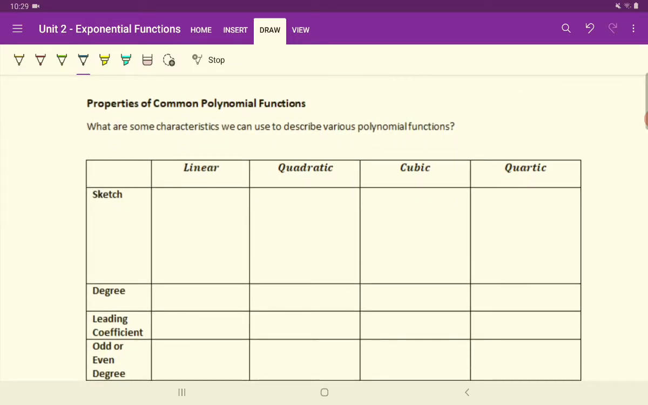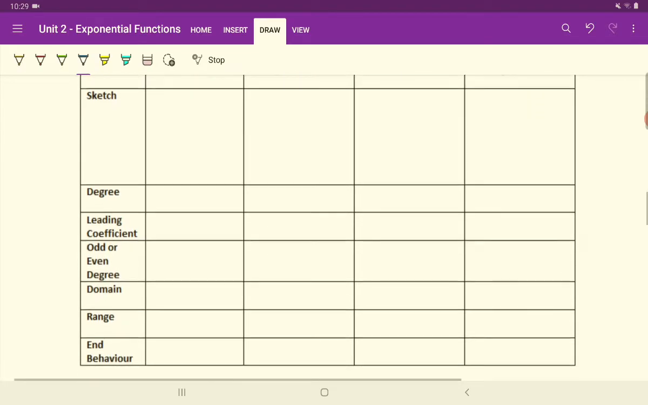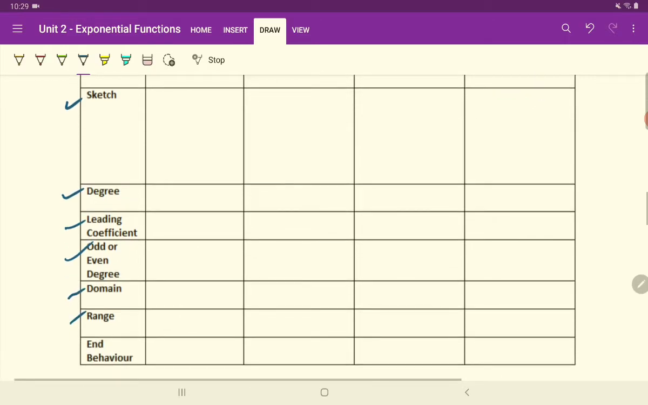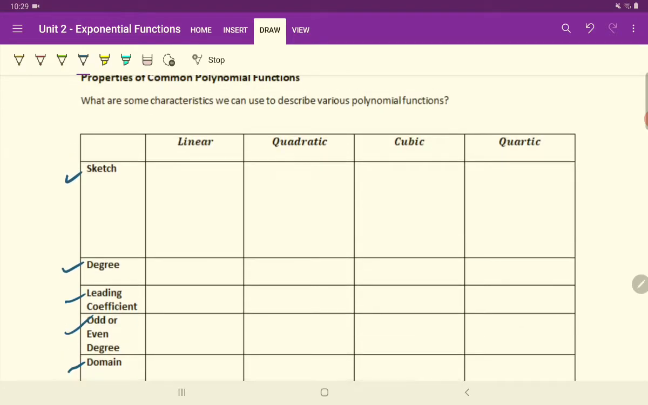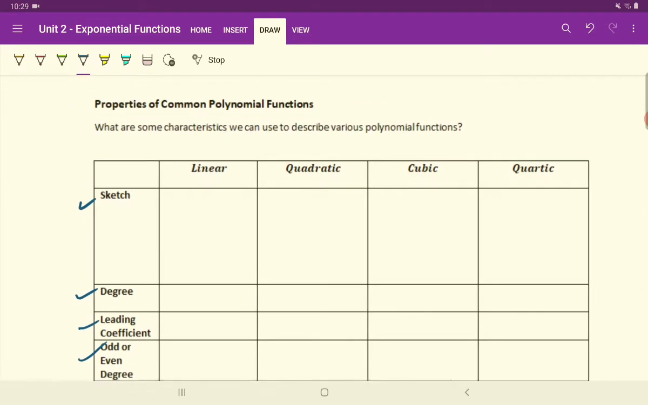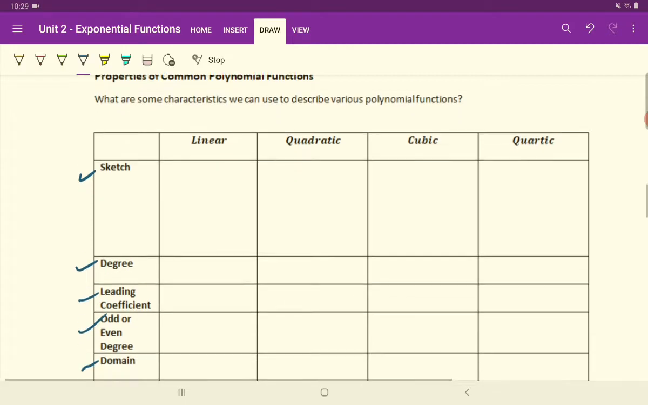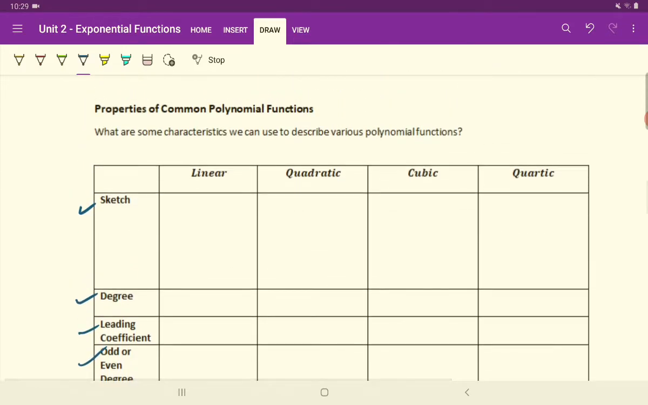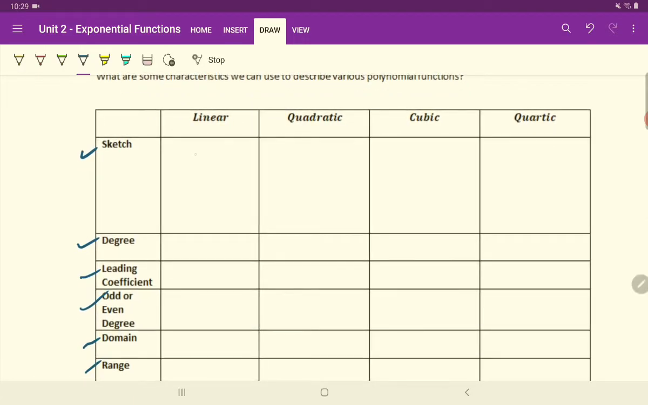Okay, properties of common polynomial functions. All right, so let's look at some properties. We're going to have to understand what some of these definitions are. Some of them we already know, some of them are pretty straightforward anyways. So let's start with the sketches. I'll go through all of these one by one, one column at a time. So let's start with a linear sketch, just really roughly.